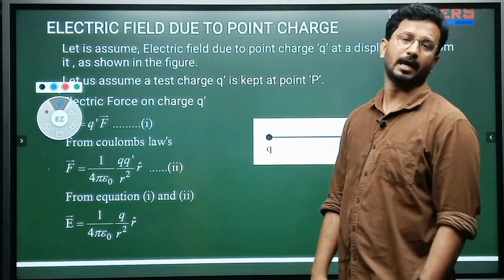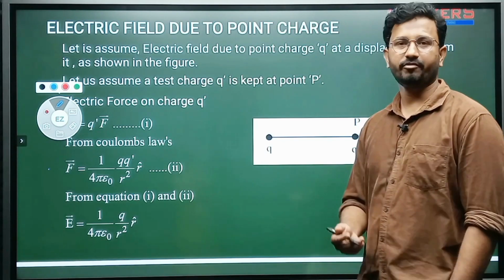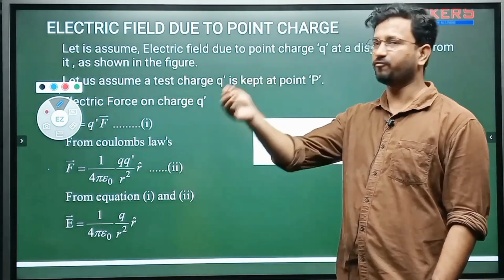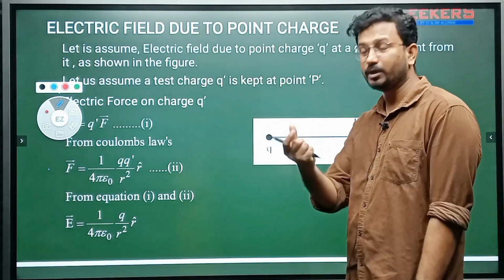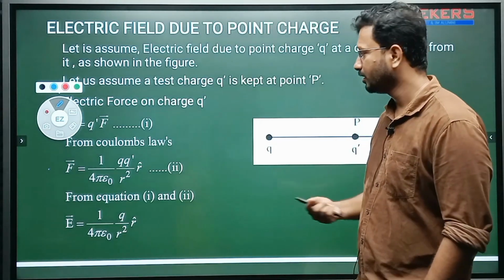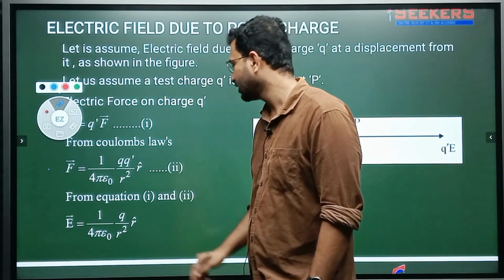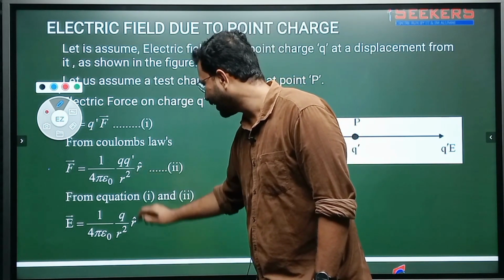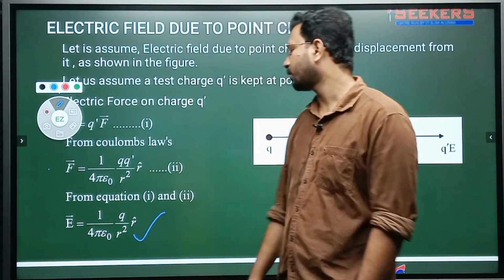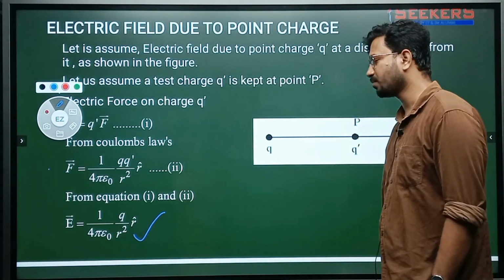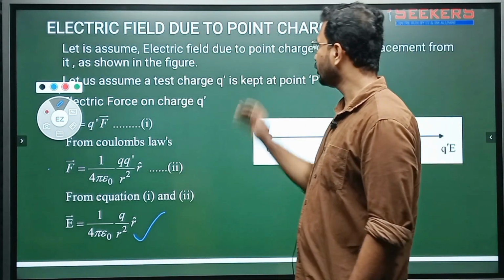If you have to calculate, just now I told you electric field is basically force per unit charge. In a unit charge, how much force will be exerted? So 1 by 4 pi epsilon naught Q dash by R square is the force. If you divide by Q dash, it will become 1 by 4 pi epsilon naught Q by R square. So basically this is the electric field due to a point charge.